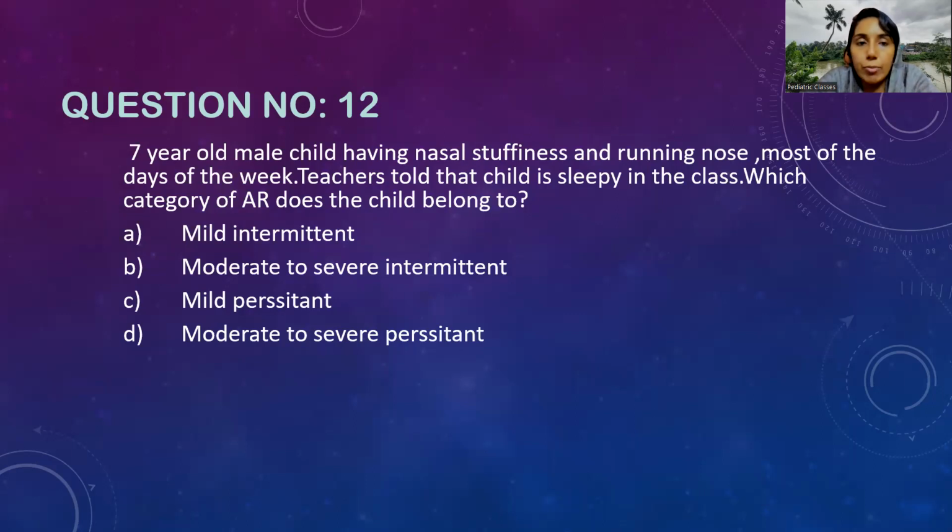With this question, we have to analyze it. As I discussed, we need to know whether it is mild or moderate to severe, and whether it is intermittent or persistent. The child is having symptoms most of the days of the week, so it will come under the persistent category. And the child is sleepy in class, which shows that the sleep is not proper at night, so the child is not having normal daily activities. That shows the child is having moderate to severe AR. So what is the diagnosis? The diagnosis is moderate to severe persistent AR. That is option number D.